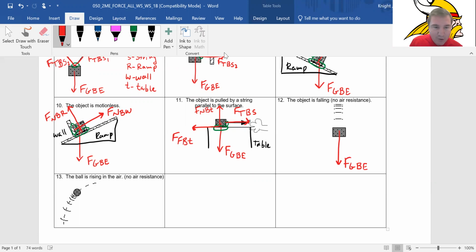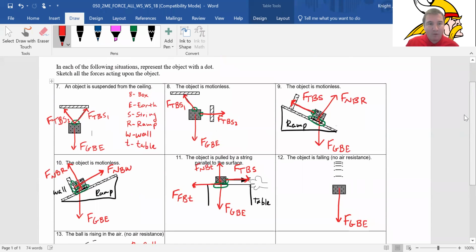And then if we go down here, a ball rising in the air, we put in our non-contact force, gravity, FGBE. This time, B is standing for ball instead of box. But then I look for what is it touching, right? There's no air resistance, so it's not touching air. There's nothing else there for it to touch. We're done, right? Gravity is the only non-contact force. If we're gonna put another force there, something has to be touching it, and there's nothing else touching it. So that's all we got, right? We've just got gravity. All right, so there is the solutions worked out for this one.